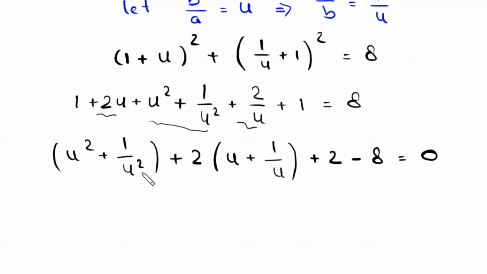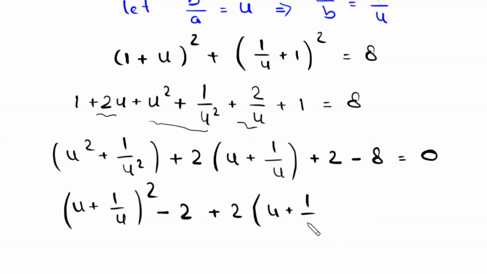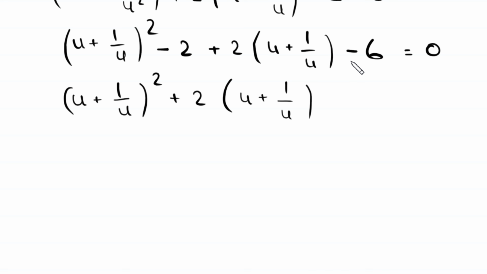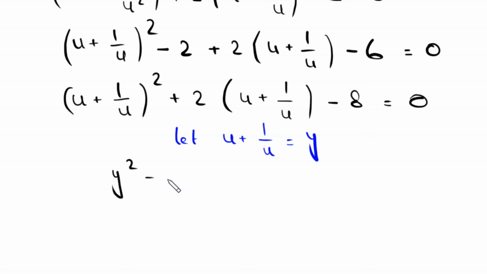This u squared plus 1 over u squared can be written as (u plus 1 over u) whole squared minus 2, and this remains same, plus 2 times (u plus 1 over u). 2 minus 8 will become negative 6 equal to 0. Further simplify, this will become (u plus 1 over u) whole squared plus 2 times (u plus 1 over u). Negative 2 minus 6 will become negative 8 equal to 0. Now we suppose that u plus 1 over u equal to y. So the equation will become y squared plus 2 times y minus 8 equal to 0.